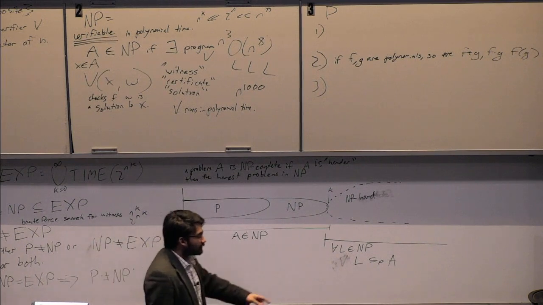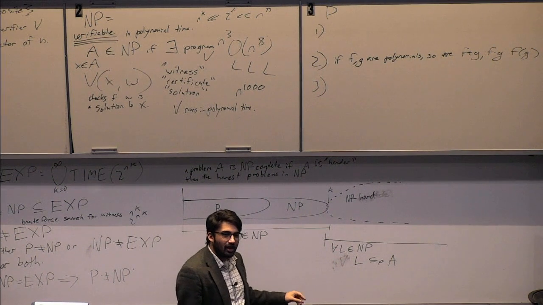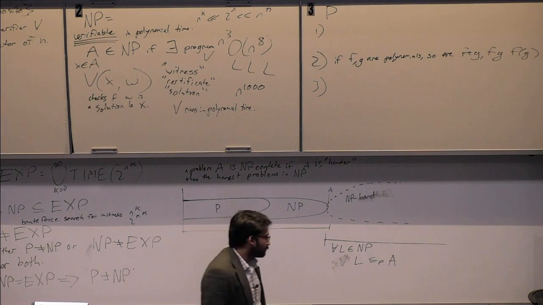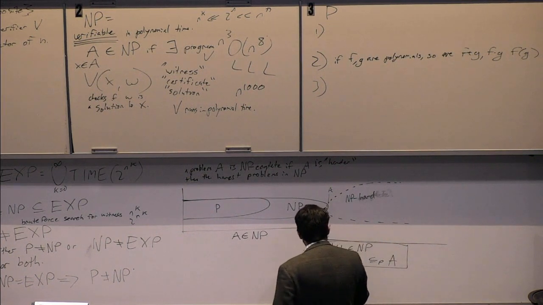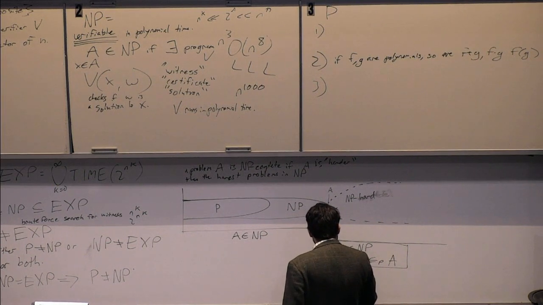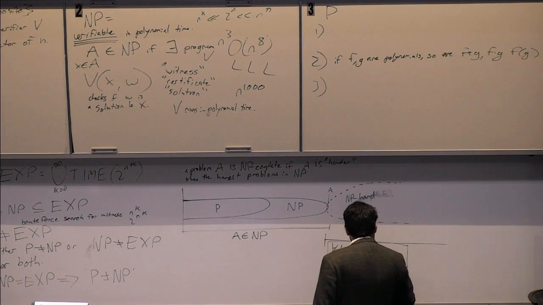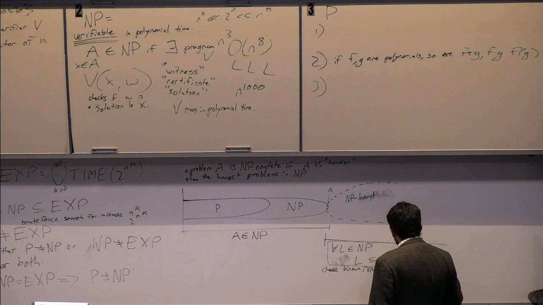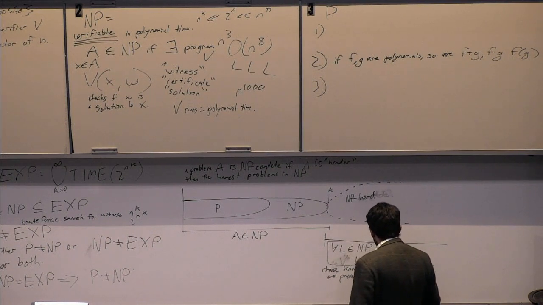Now, in practice, are you going to actually show this to be true? What you're going to actually do is choose a different NP complete problem and perform a reduction from it. You can do it this way, which you won't do, or you can choose a known NP complete problem, let's say C, and prove that there's a polynomial time reduction from C to A.